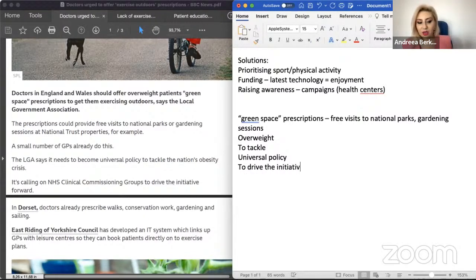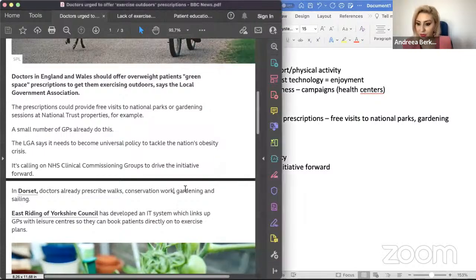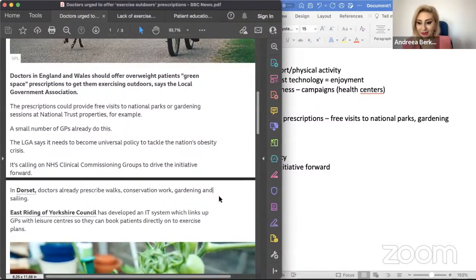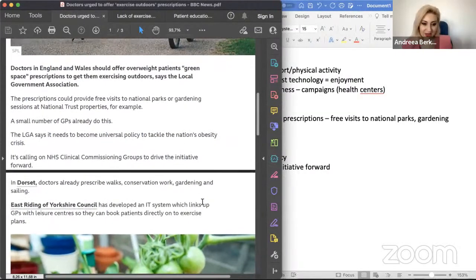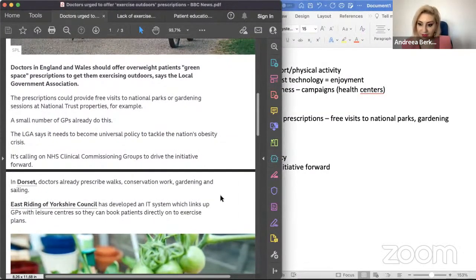Okay, we have some examples following. We know that doctors already prescribe walks, conservation work, another term to be used, gardening and sailing. Wouldn't it be wonderful if doctors all over the world recommended it? Okay, and there are very interesting ideas as well, if somebody wants to read it, with East Riding of Yorkshire Council. Who would like to read it?